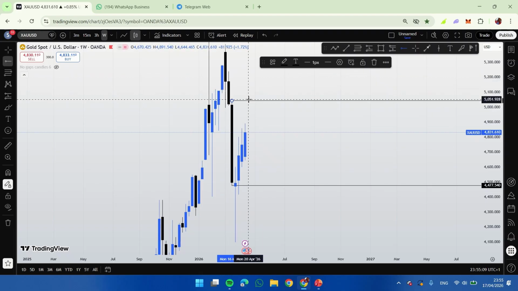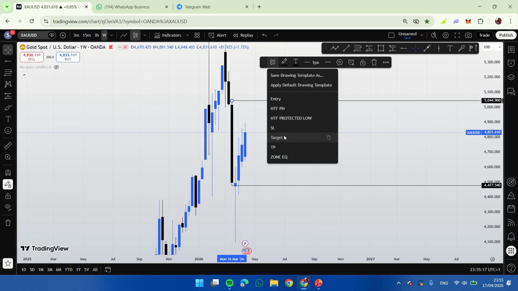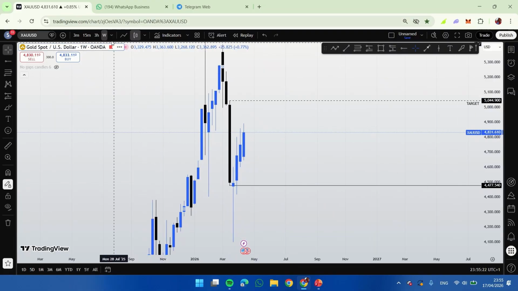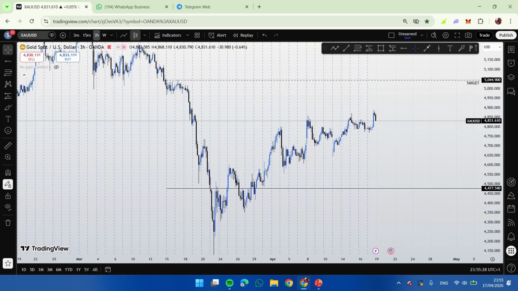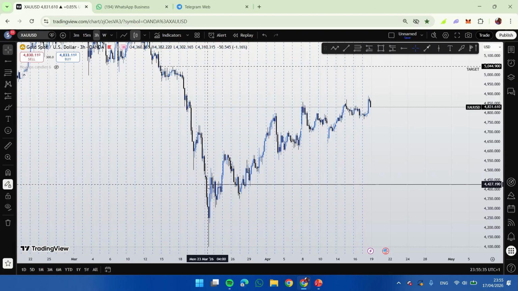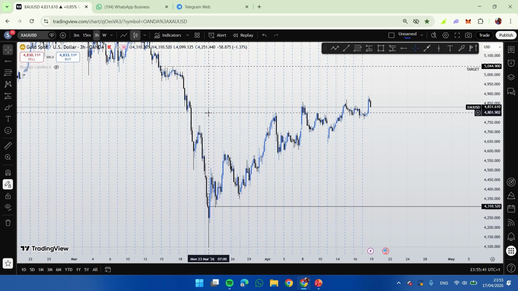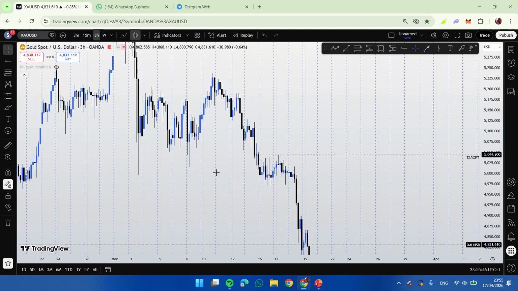this seems to be our target. This particular one, we're going to change it to target. Then 3 hours. I'm going to adjust this correctly. This is our point where we started the move, and our target should be from here.